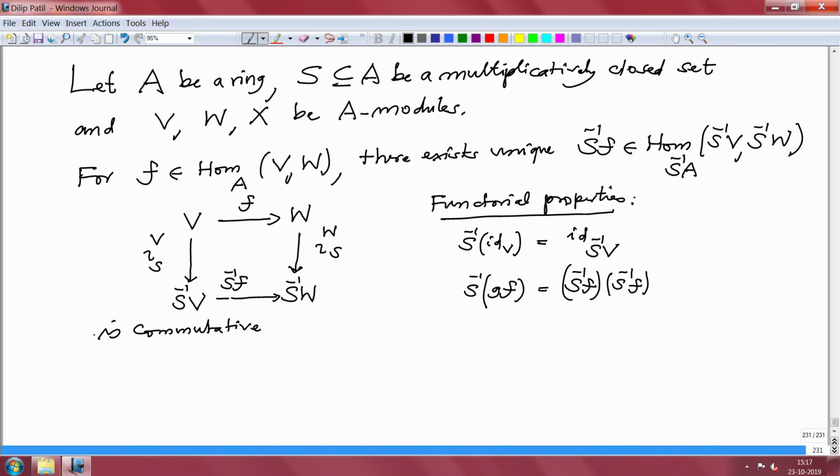Further, now these are the functorial properties, but it satisfies some more properties. Further, if f prime is another homomorphism from V to W.